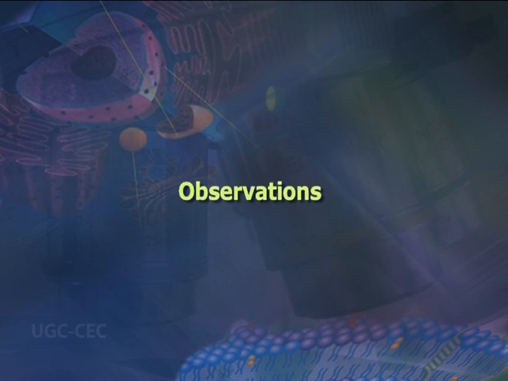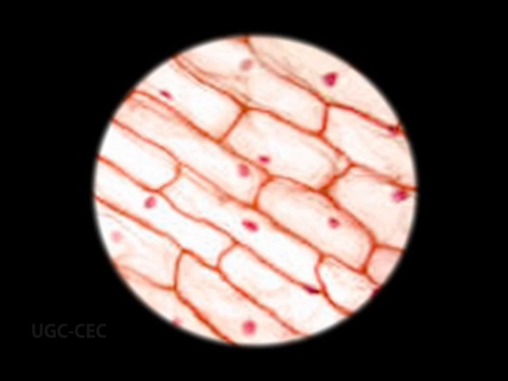In observations, a large number of rectangular cells are visible. These cells lie close to each other with intercellular spaces between them. These cells are surrounded by distinct cell walls. These cells have a dark stained nucleus and a large vacuole in the center.